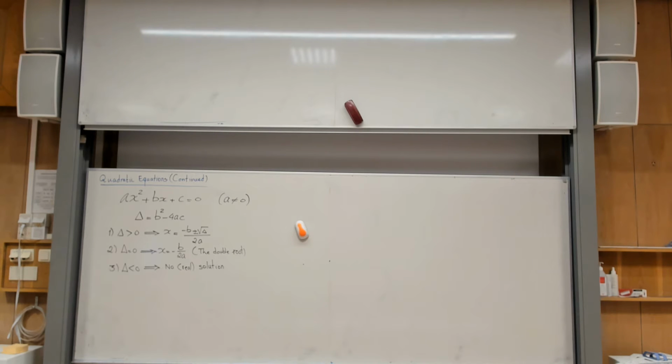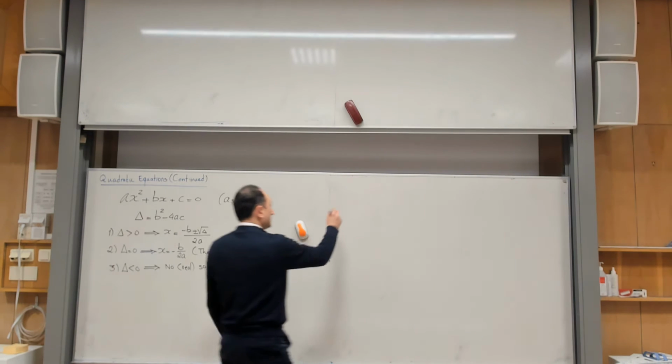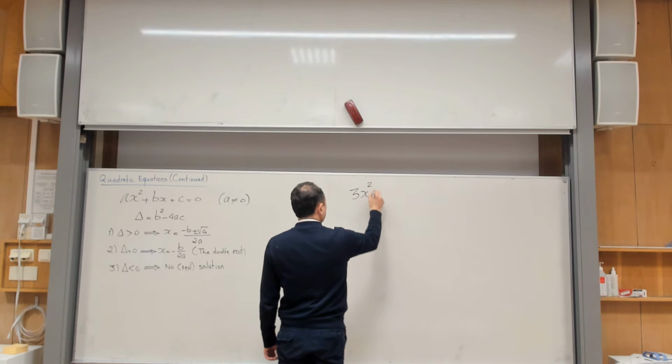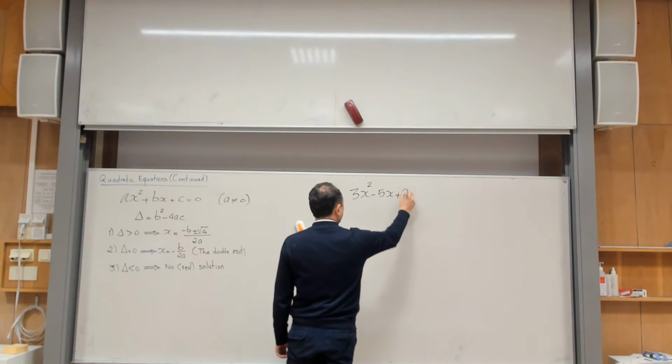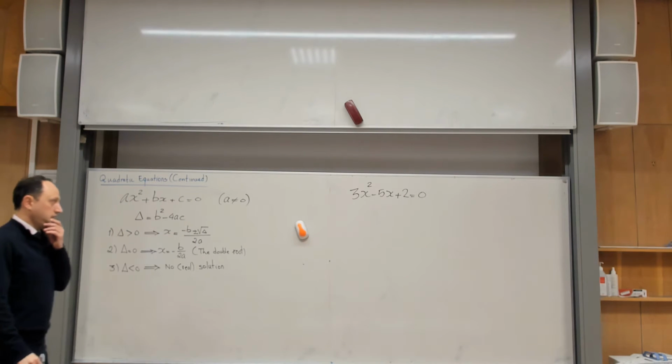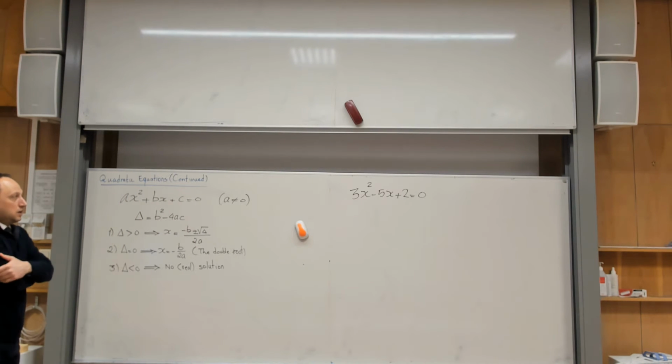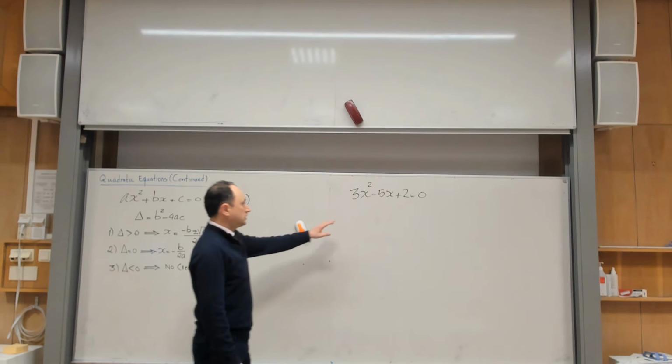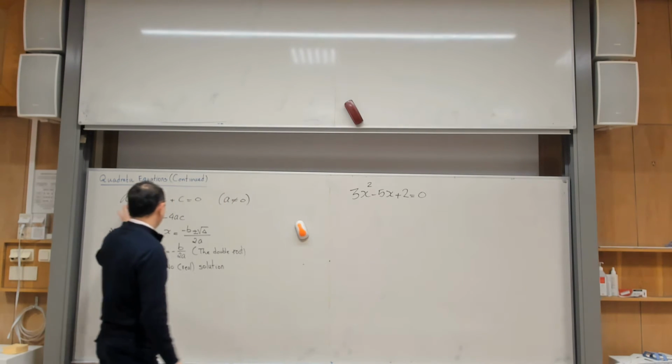But 3x squared minus 5x plus 2 equals 0. I want to solve this equation. And I myself always prefer, when the coefficient of x squared is not equal to 1, to immediately use this method.